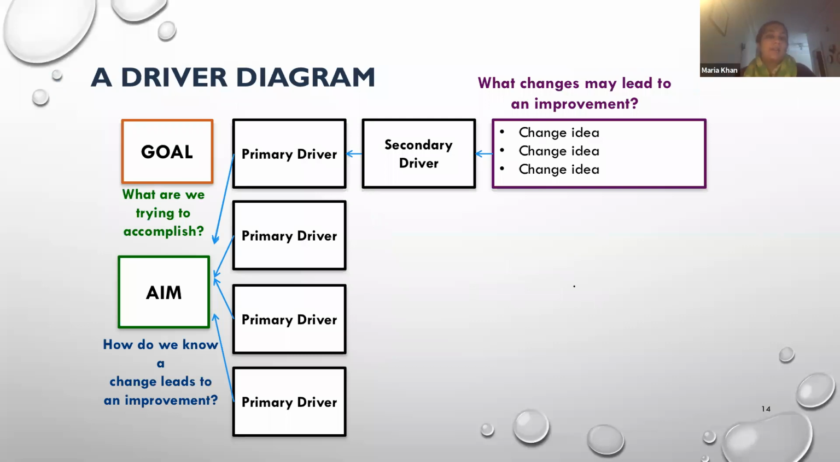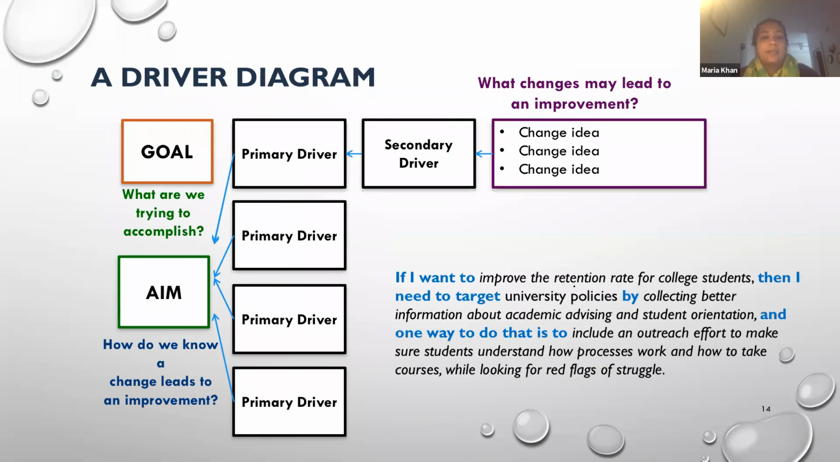This is what a driver diagram typically looks like. There's an overarching goal. In this case, it can be student success. And then the aim is a subset of that goal. There are primary drivers that directly impact our goal that we're trying to achieve. Then there are secondary drivers and the change ideas. An example of this is right in front of you.